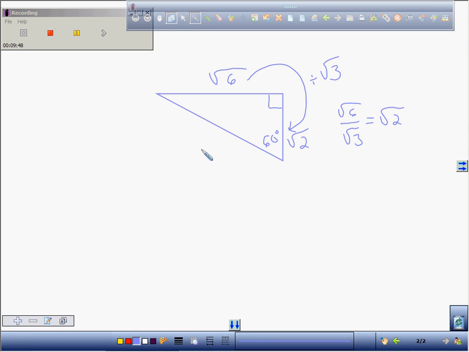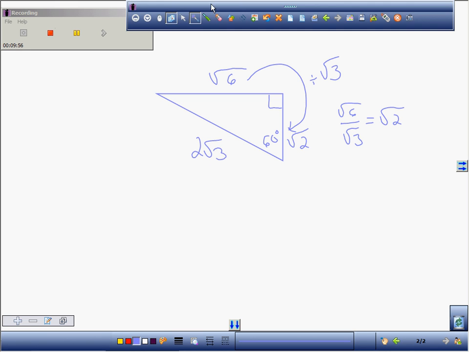So what would this side be over here? 2 root of 2. Whoops, not root of 3. 2 root of 2. So that's how it gets kind of confusing when you start putting different types of numbers and square roots and stuff like that.